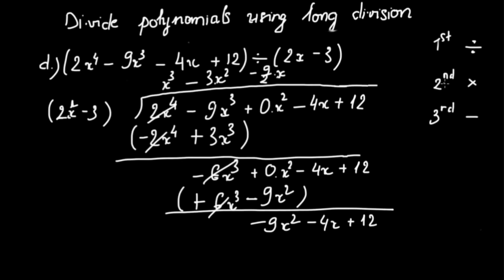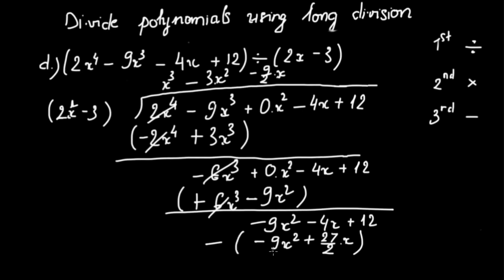The next step is multiplication. We take this one, multiply back to the divisor. Minus 9 over 2 times x times 2x, you get minus 9x squared. Minus 9 over 2 times x times minus 3, you have positive 27 over 2 times x. The last step is subtraction. You put the minus sign right here.